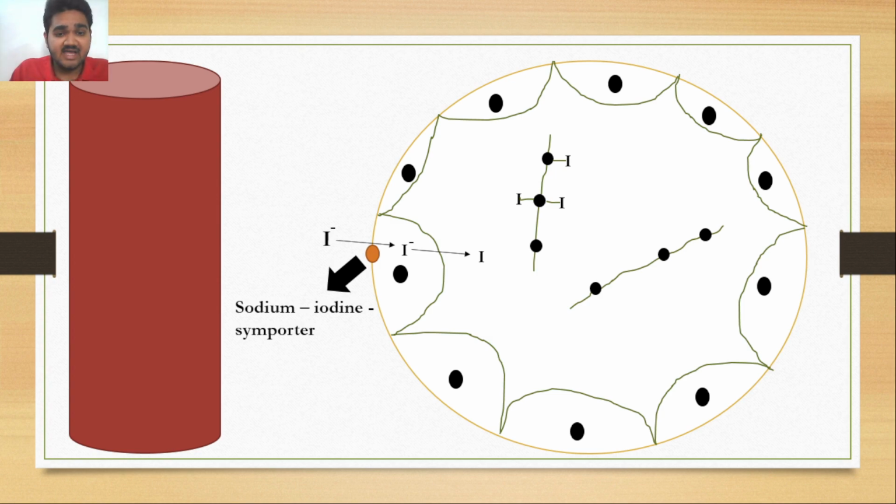We just learned that this iodide has a charge, and we know that our cell restricts charged molecules from getting inside. So for this transportation of our iodide into our follicular cells, we need a specialized system, and that particular system, my dear friend, is known as the sodium iodide symporter.